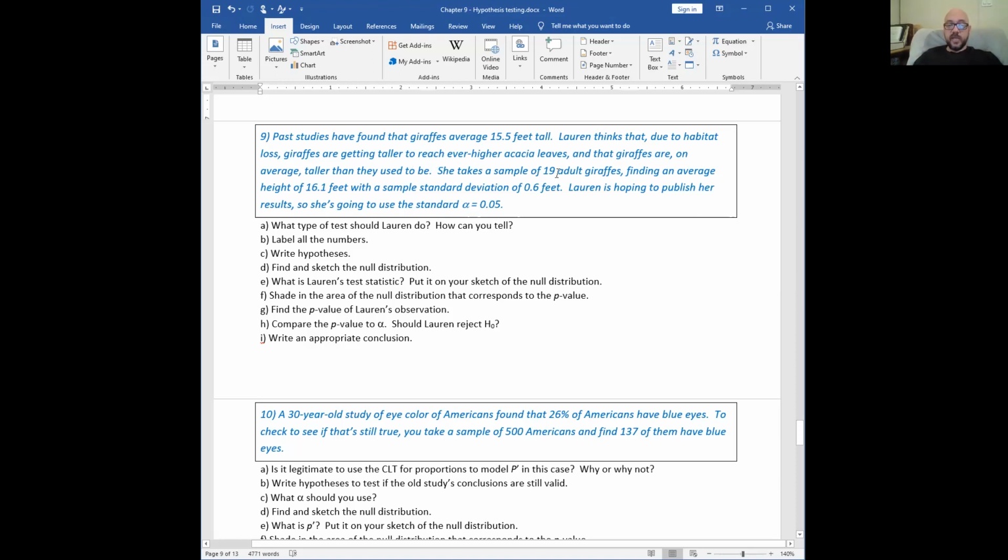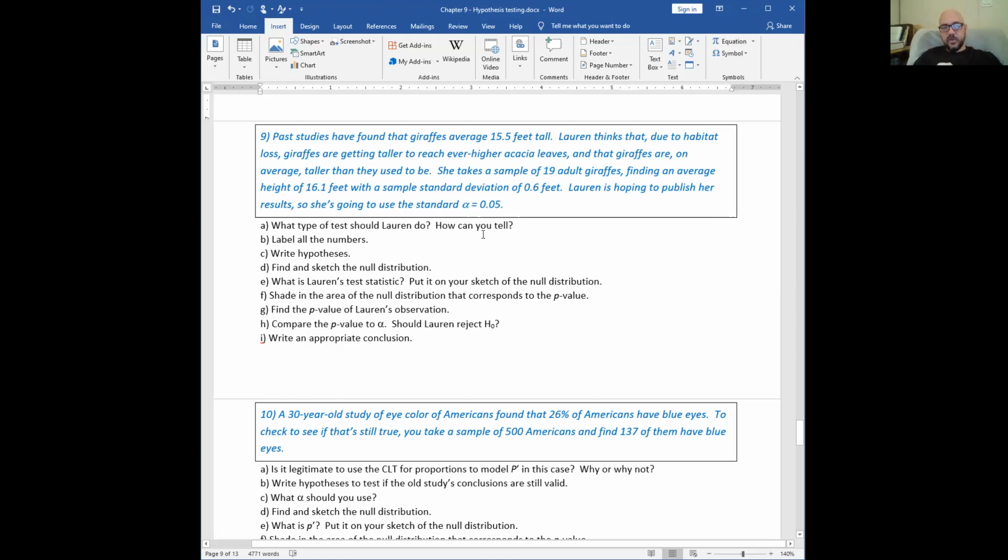So she takes a sample of 19 adult giraffes, finds an average height of 16.1 feet, and a standard deviation of 0.6 feet in her sample. She's hoping to publish her results, so she will use 0.05, of course.